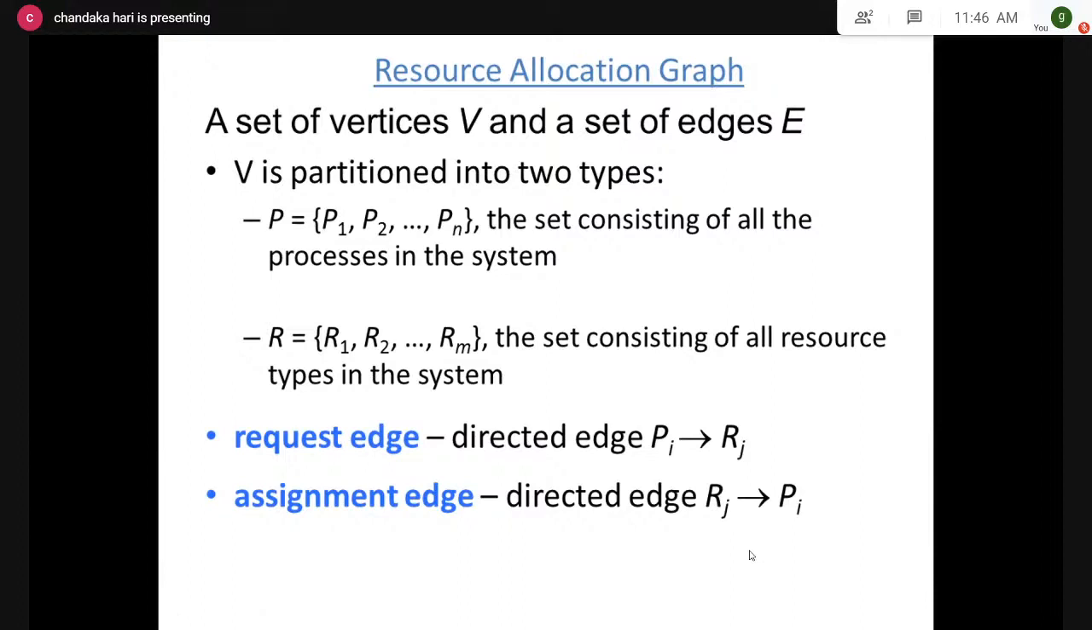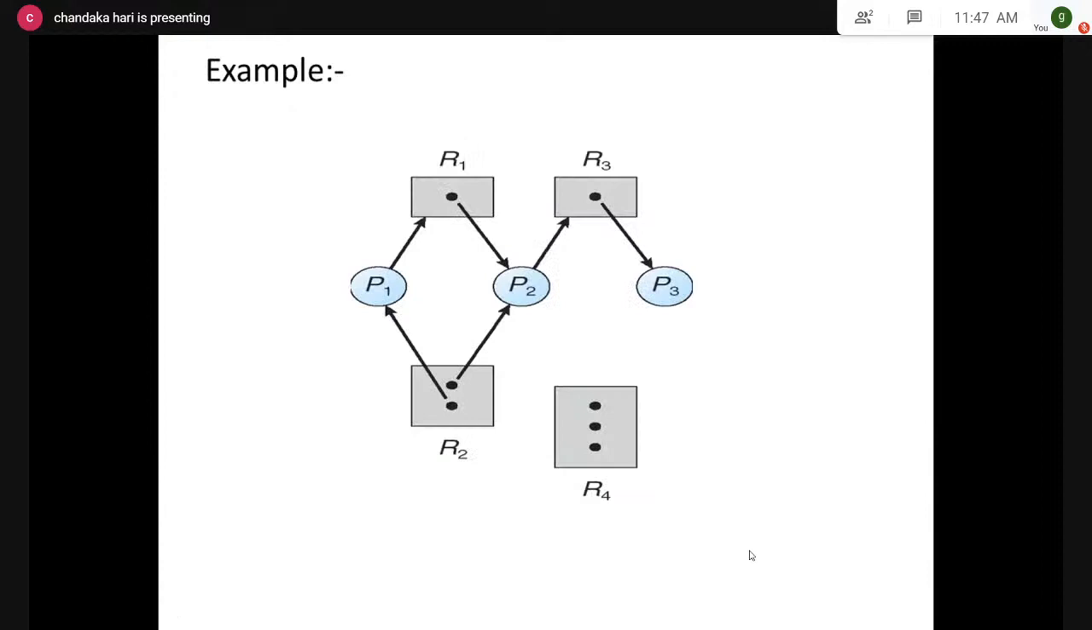This is purely a directed graph. You know what a directed graph is: a graph or diagram where all the edges are directed. There are only two types of edges. Number one is the requesting edge, where process Pi is requesting a resource Rj. And number two is the assignment edge, where the resource Rj is already assigned to process Pi. That's enough. Now we'll see an example.